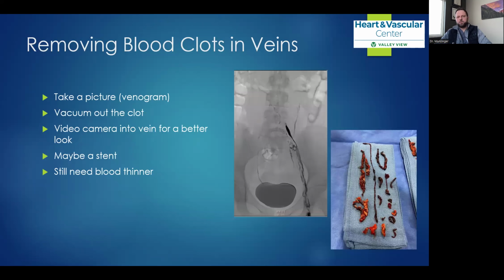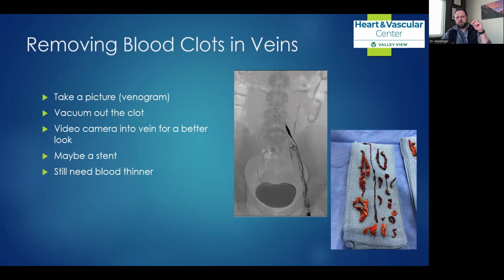We are now able to remove blood clots from the deep veins in the legs. So in this case, this picture here, the X-ray on the left is of a blood clot in the iliac vein. And this resulted in significant pain and swelling for this patient. And we were able to go in and use a vacuum tube to remove that blood clot.